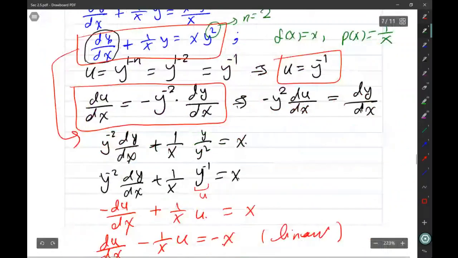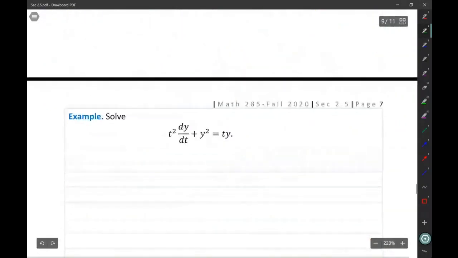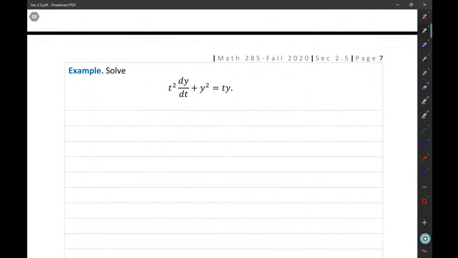We have done one example last time. Let us do the rest of the examples, and we will continue, inshallah, for the last section of chapter 2.